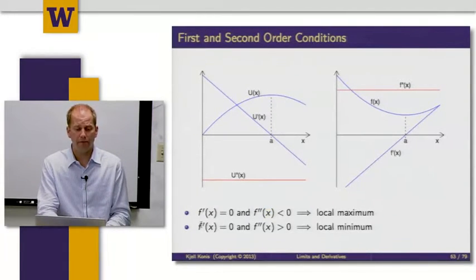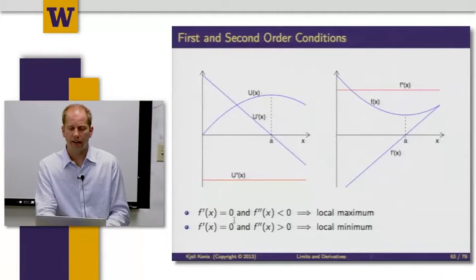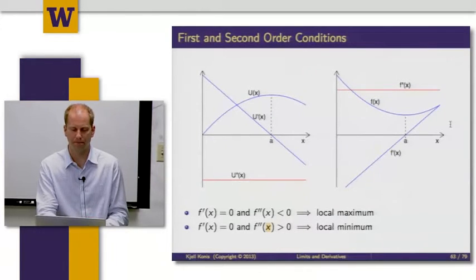Where if f prime of a were equal to 0, now I'm talking about the graph on the right-hand side, I have a critical point because the derivative is equal to 0. But here, f prime of x is upward sloping. So f double prime of x is going to be a positive constant. So f double prime of a in particular is going to be greater than 0, and that's going to correspond to a local minimum. So these are called first and second order conditions.